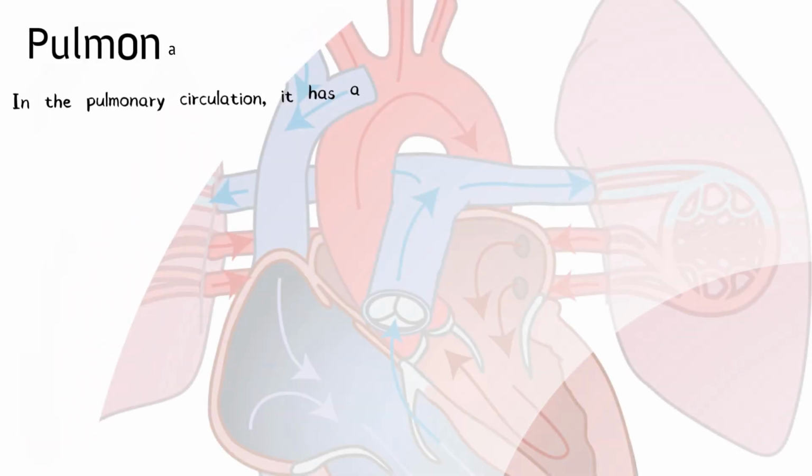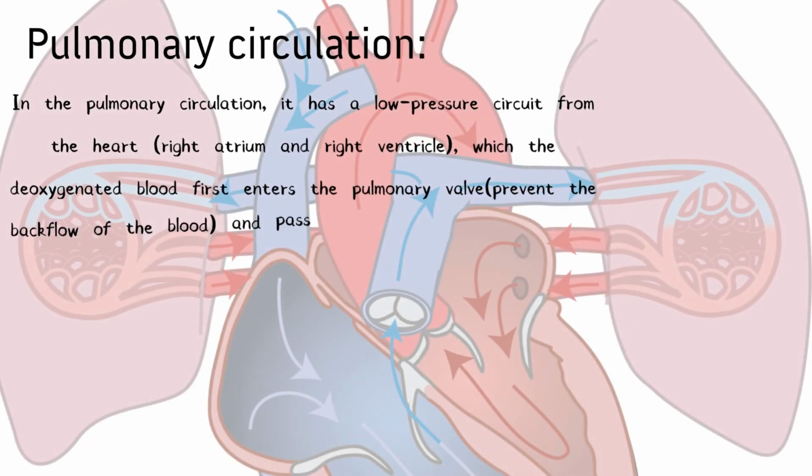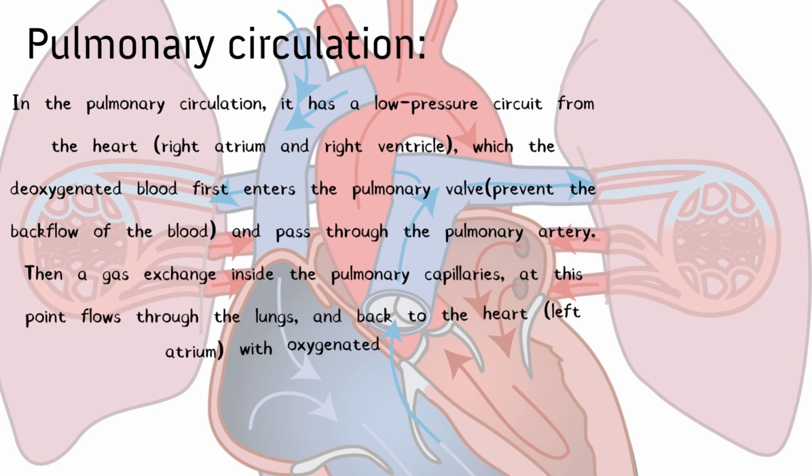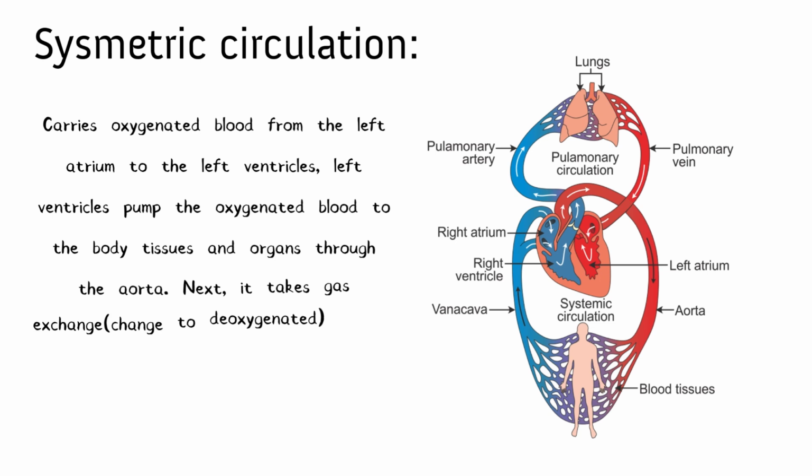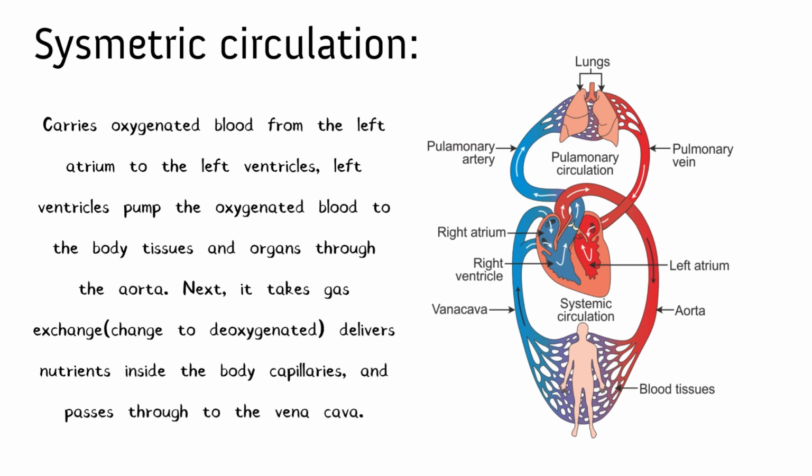The pulmonary circulation is a low pressure circuit from the heart, where the deoxygenated blood first enters the pulmonary valve and passes through the pulmonary artery. Then gas exchange occurs inside the pulmonary capillaries, and the blood flows through the lungs and back to the heart with oxygenated blood. The systemic circulation carries oxygenated blood from the left atrium to the left ventricle.